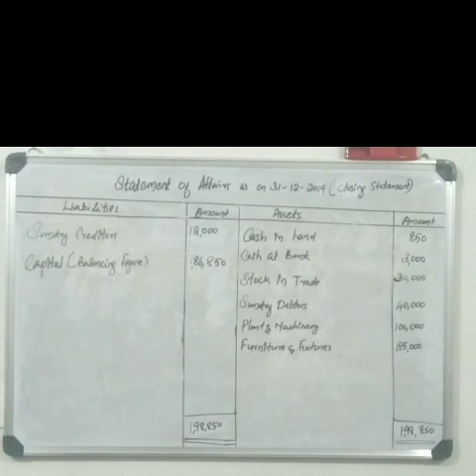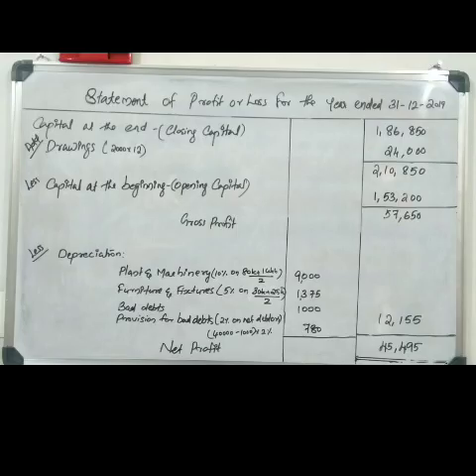Now we have to prepare the statement of profit or loss to ascertain the net profit or net loss. So we have ascertained the opening capital by preparing the opening statement of affairs and the closing capital by preparing the closing statement of affairs. Now it is the time to prepare the statement of profit or loss for the year to ascertain the net profit or net loss, right? So let us see how to prepare the statement of profit or loss. Statement of profit or loss for the year ended 31st December 2019.